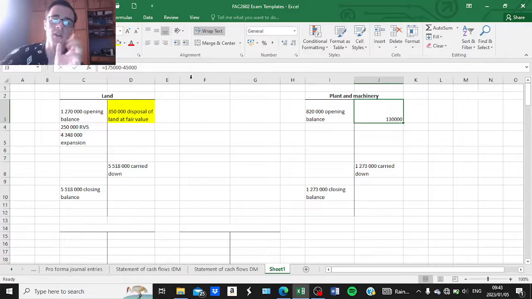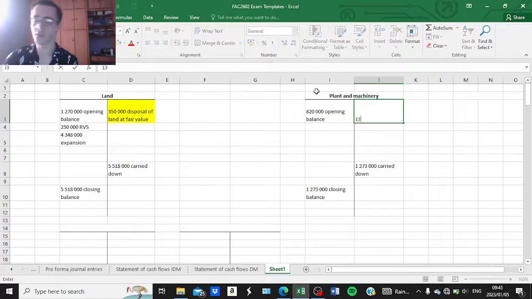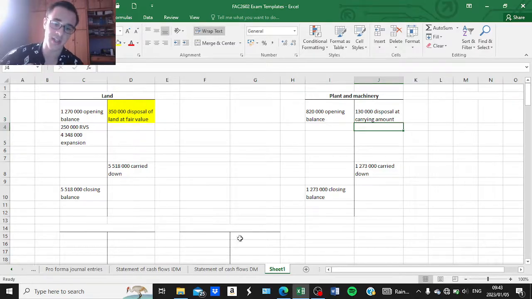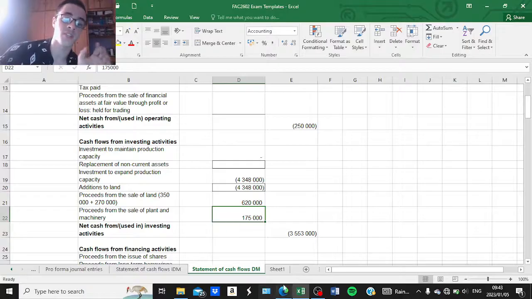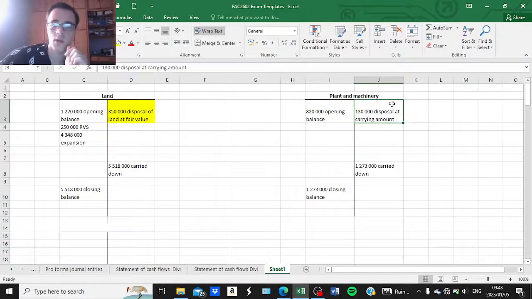So on the credit side, you need to show the 130,000 as a disposal at carrying value. However, in the statement of cash flows, you need to consider the actual cash flow that occurred, which was 175,000, because that is the amount that we have received on that transaction. Think of this as your property, plant and equipment note. That would be another way to understand this process.